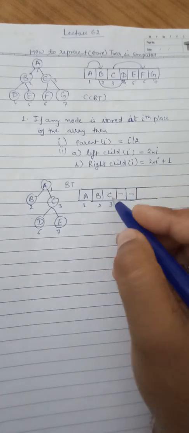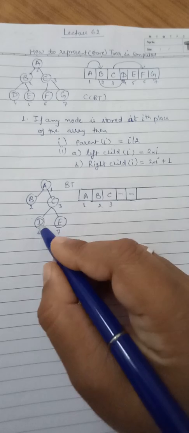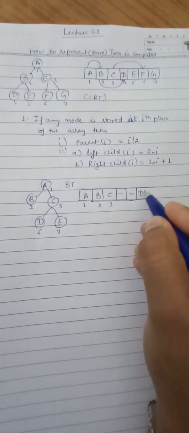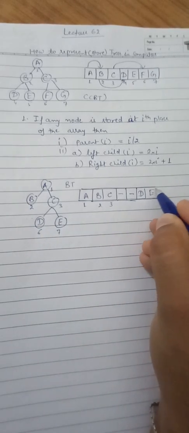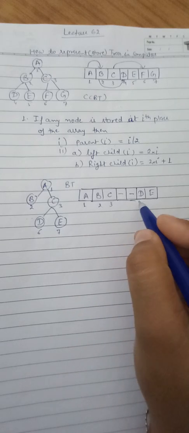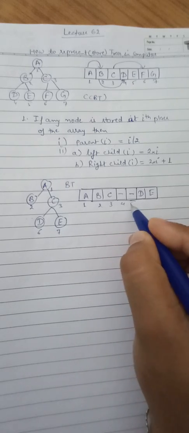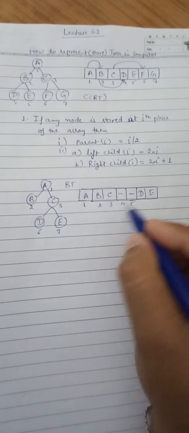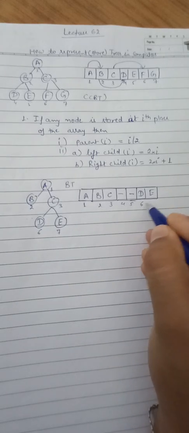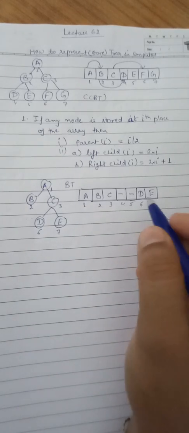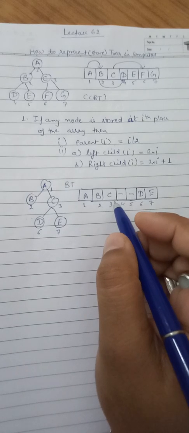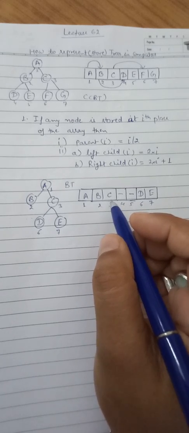Then after that C's children will come. C's children are D and E. So we will write D, first left then right. So 1, 2, 3, 4, 5 we leave here because B's children are not available, and C's children are available, so we will write 6 and 7 here. In that way we can store the binary tree in the computer.